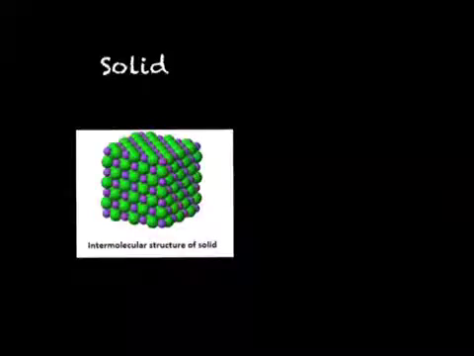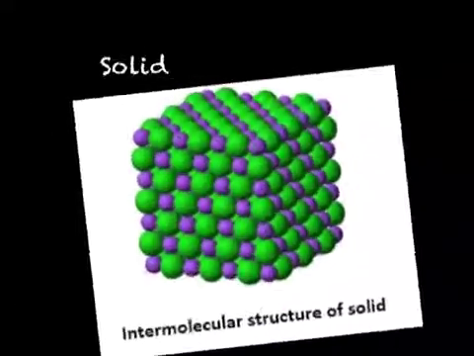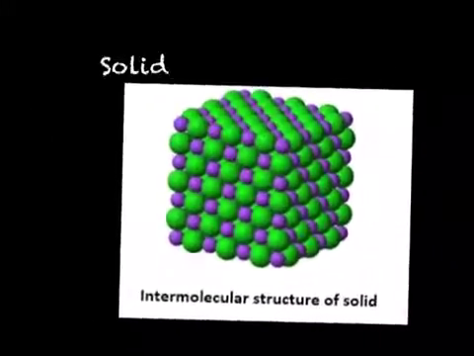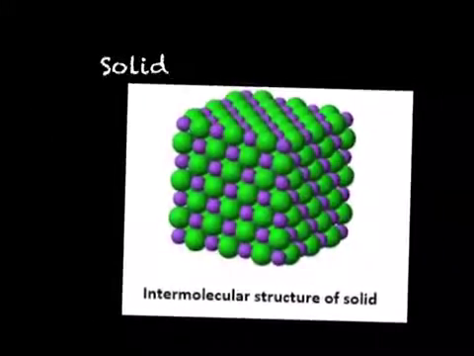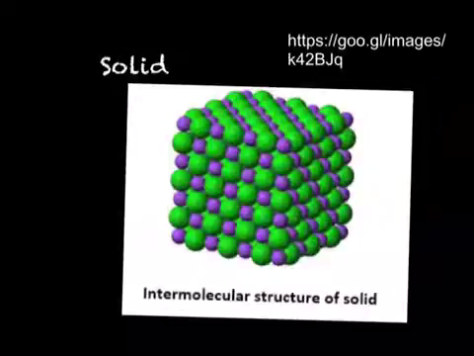If you see a solid under a really powerful magnifying glass, you will see the distance between the particles. The distance is called the intermolecular distance. As you can see here in the picture, the intermolecular distance is the minimum, and the particles are really tightly packed. That's why a solid holds its shape.